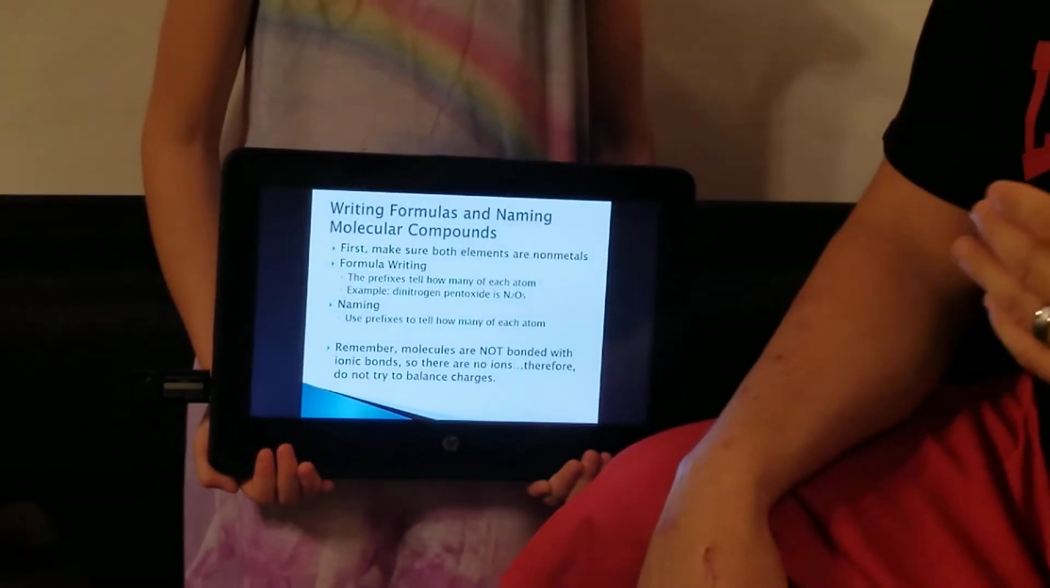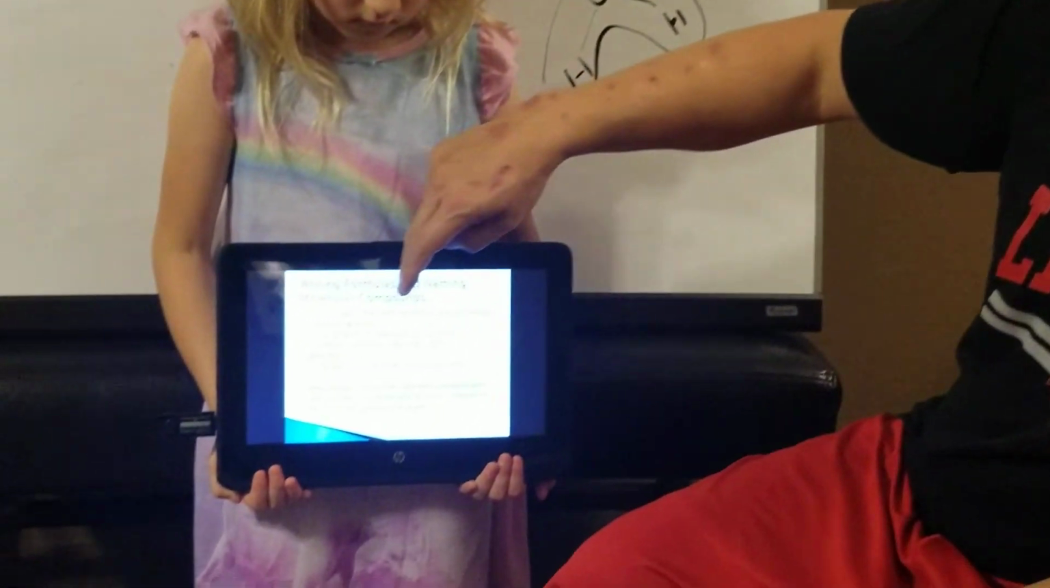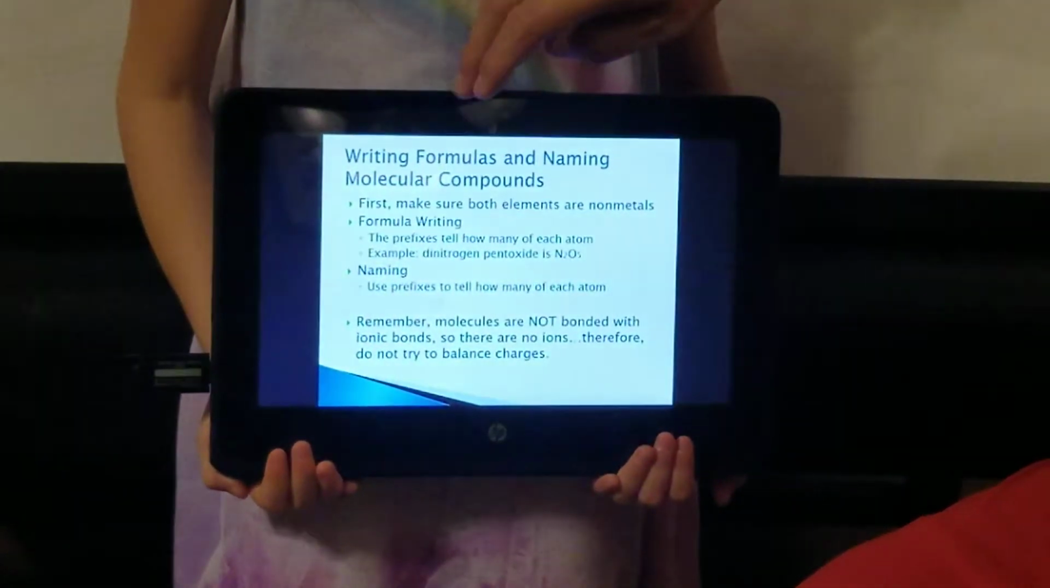Molecular is two non-metals. So remember, metals are left of the stair step, non-metals right of the stair step. So if both of the things are to the right of the stair step, then we know it's going to be two non-metals, and it's going to be a molecular compound. So that's what this says right here. First, make sure both elements are non-metals. Oops, I just slid that over.